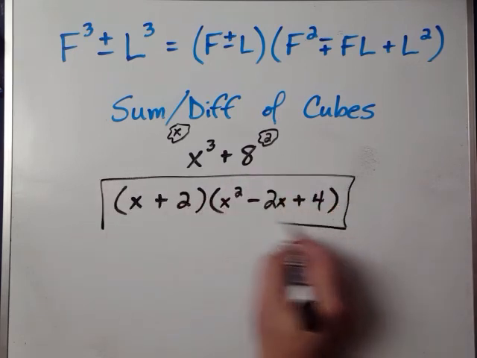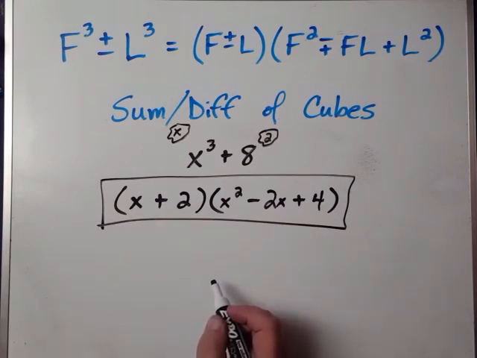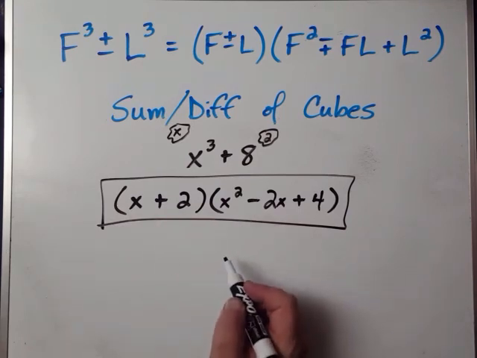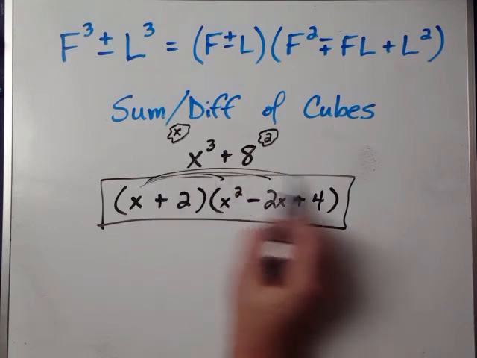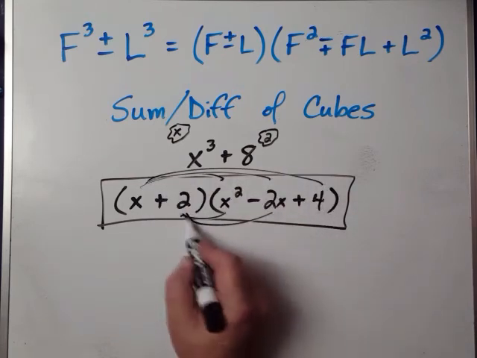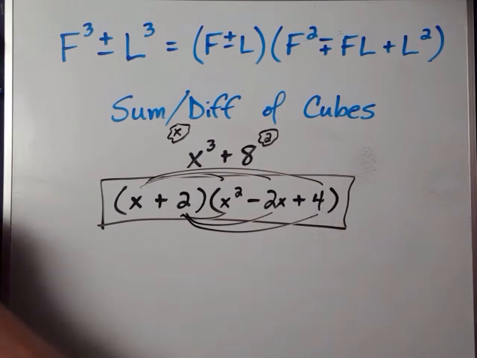And this is factored. And if I want to check this, I'll do that by using term-by-term multiplication. Distribute this x to each of those, and come back and distribute that 2 to each of those terms in the trinomial.